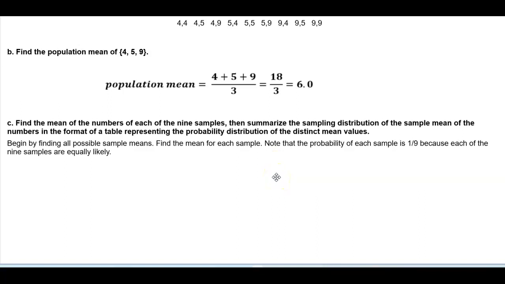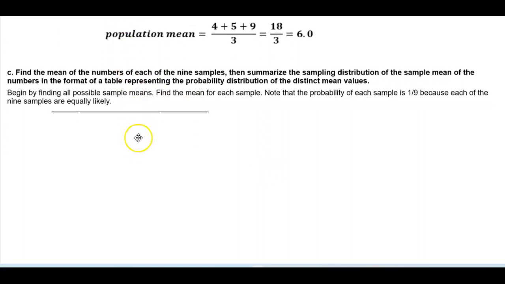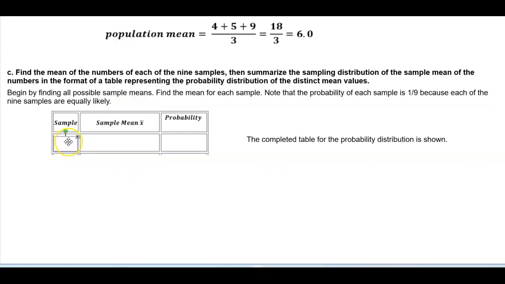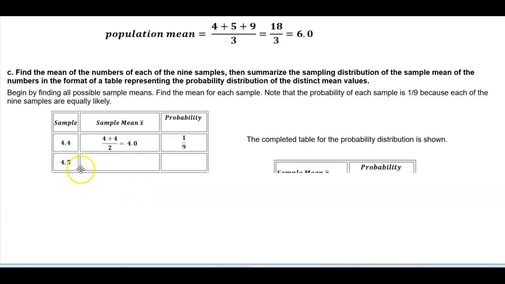So we begin by finding all possible sample means. Find the mean for each sample and note that the probability of each sample is 1 out of 9 because each of the 9 samples are equally likely. So for the first sample, we know that it was 4, 4. So the sample mean is taking 4 plus 4 and dividing it by 2, since we want to find the mean of those two, which is equal to 4.0. Probability of that happening is 1 out of 9. The next two values are 4 and 5, so we want to find the mean between 4 and 5. 4 plus 5 divided by 2 gives us 4.5, and the probability of that happening is 1 out of 9.